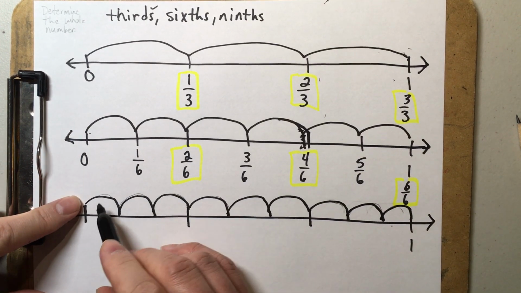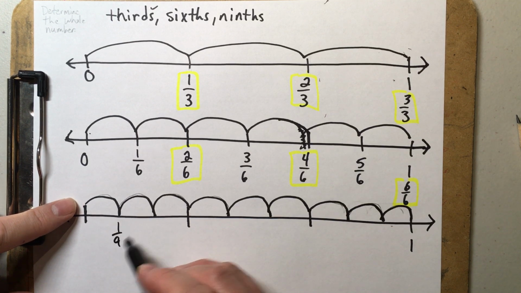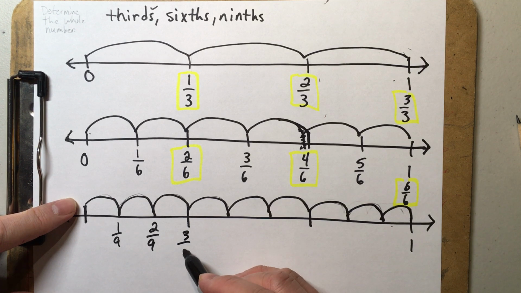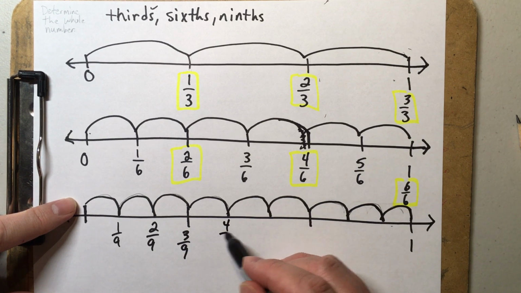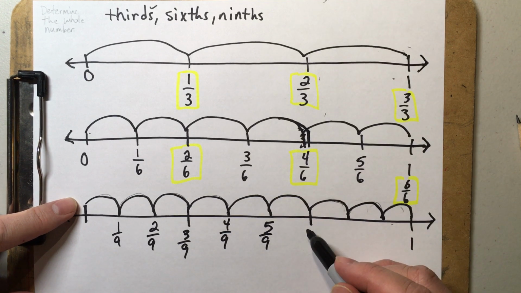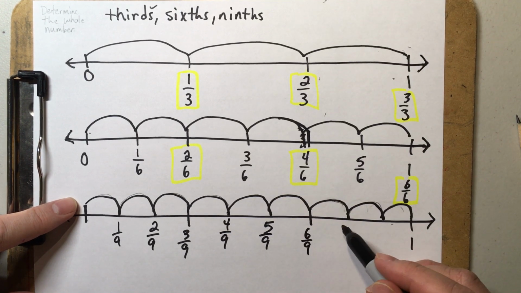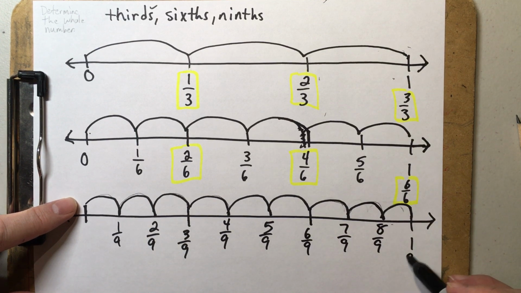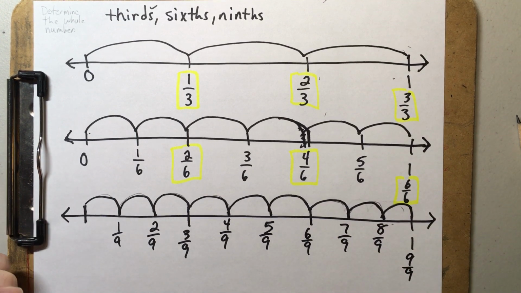Okay, so this is going to be 1/9, 2/9, 3/9, 4/9, 5/9, 6/9, 7/9, 8/9, and 9/9. Okay, cool.